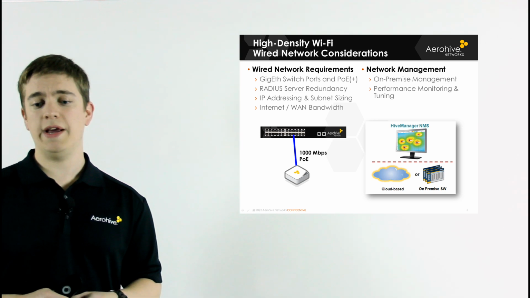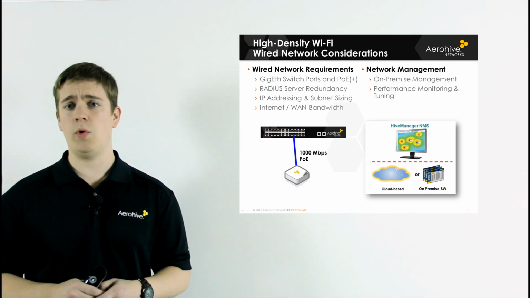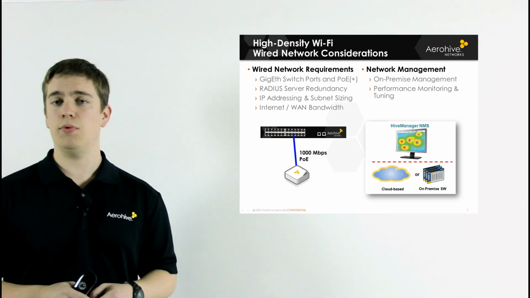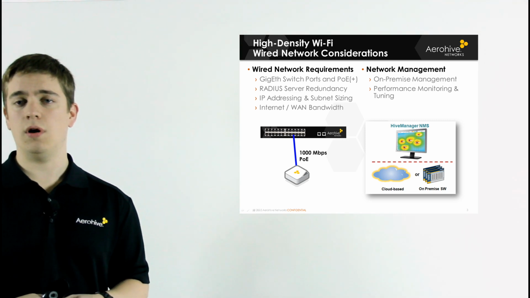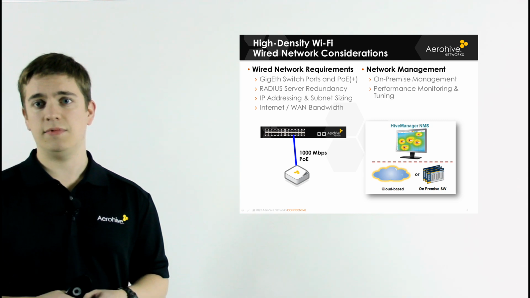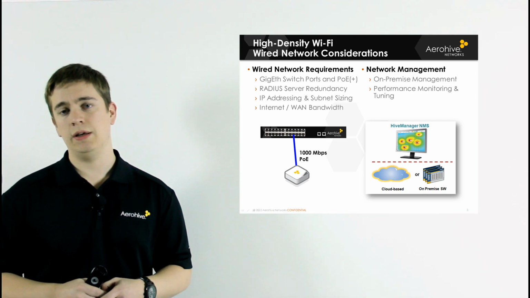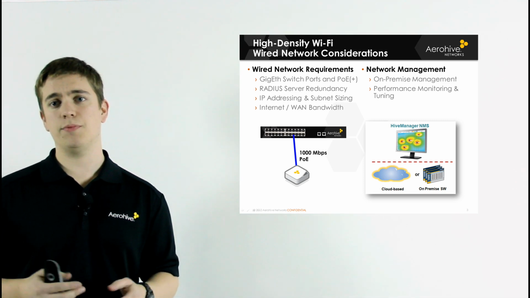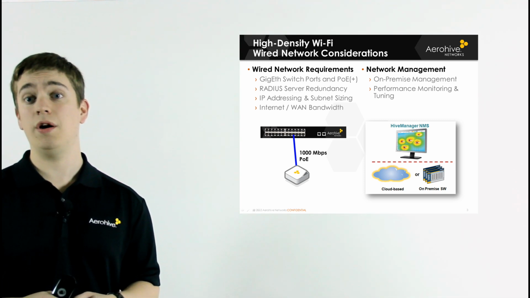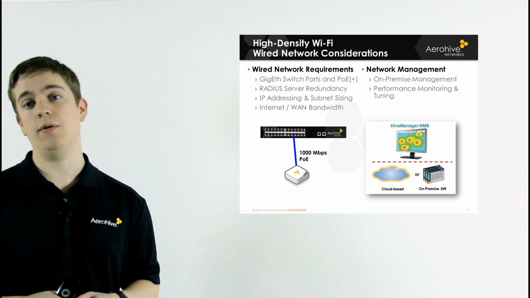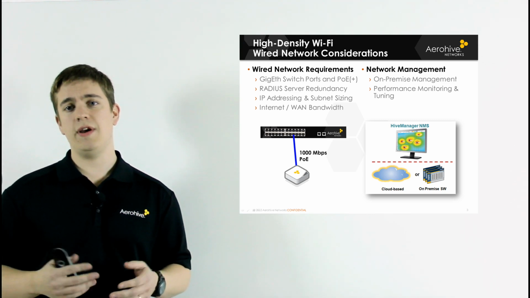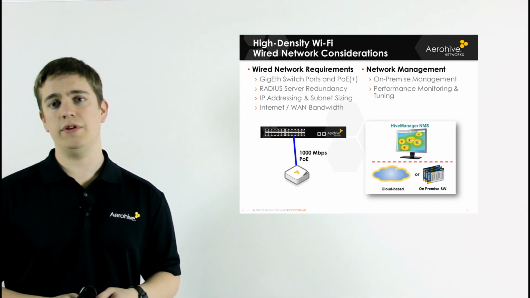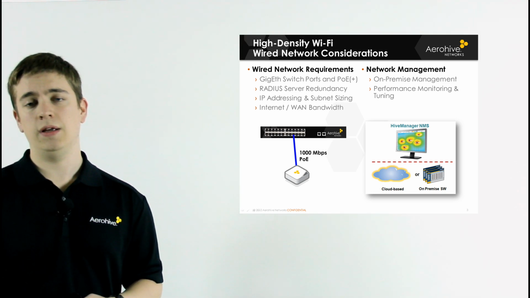Lastly, on the wired network, you want to make sure you take into consideration internet and WAN bandwidth. Internet and WAN bandwidth can be very problematic, especially for temporary events like conferences and trade shows. You want to make sure you typically account for maybe 10 megabits per second of actual bandwidth for every 100 users or devices that are going to be on the network. So make sure you have sufficient WAN bandwidth or internet bandwidth to support all the different users that are going to be on your network.